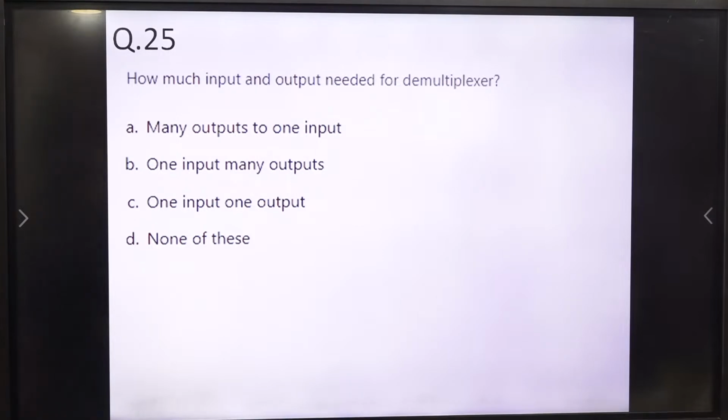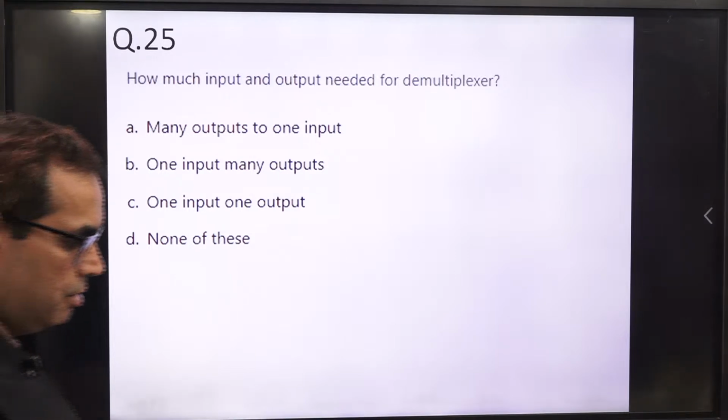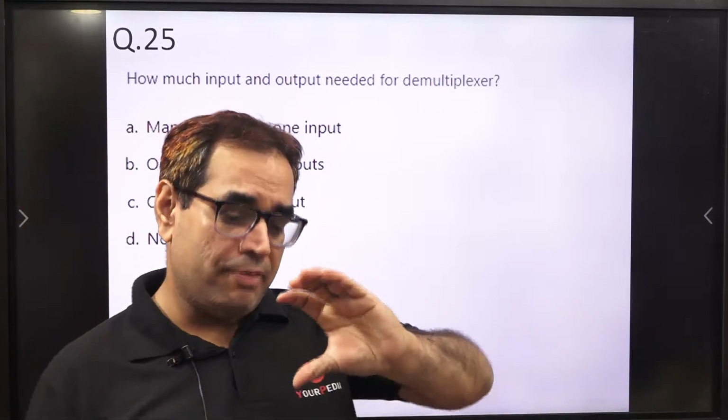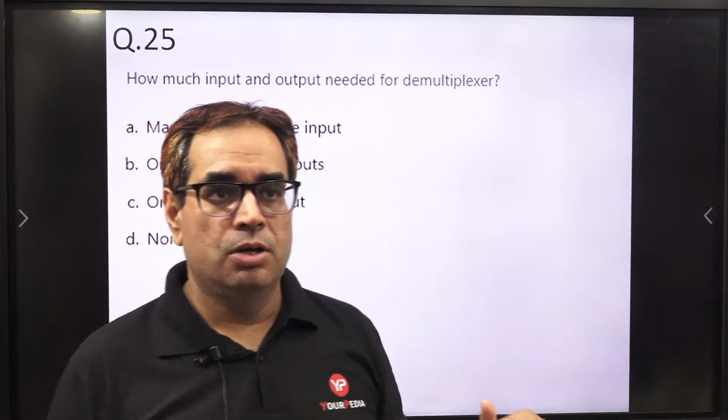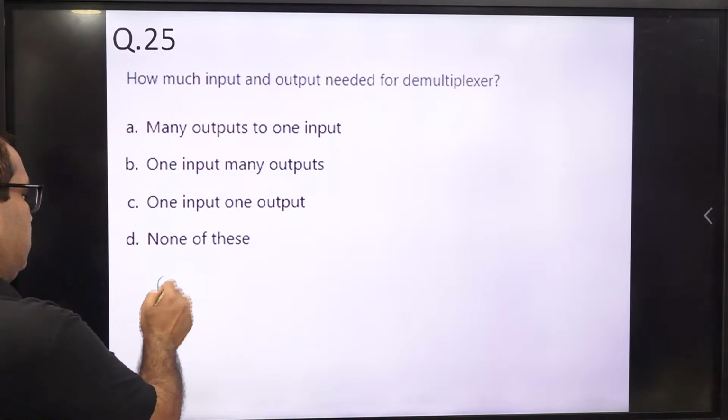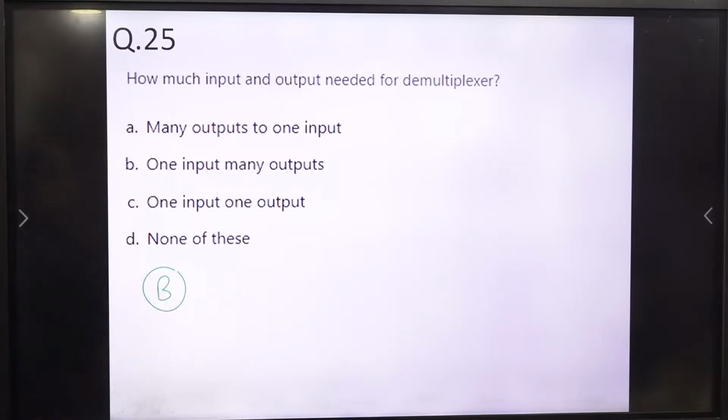Now what is the answer of this? In case of demultiplexer, what we have? Demultiplexer is a what? One to many. It has one input and transfer data to one of the several outputs. Okay. So one input, many outputs, right? B is the right answer here. Basic knowledge you should have.